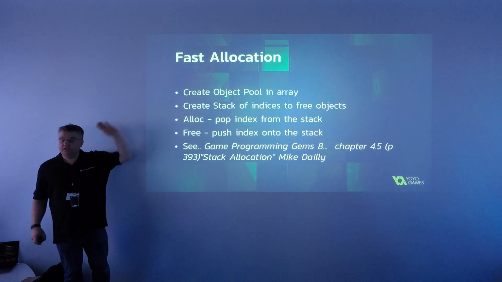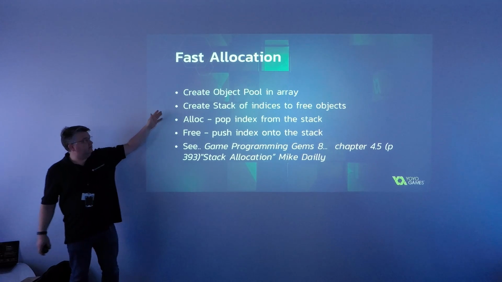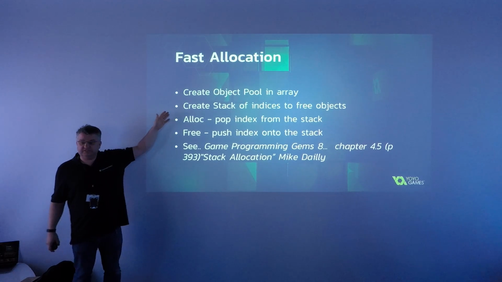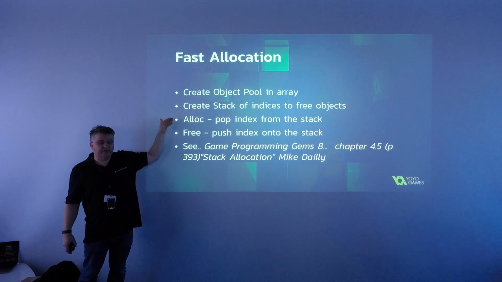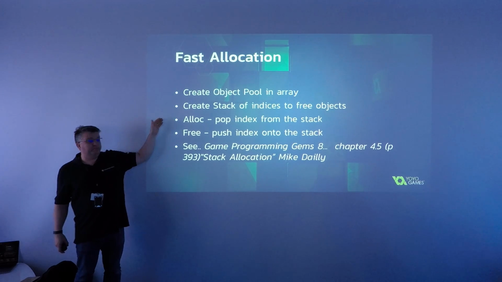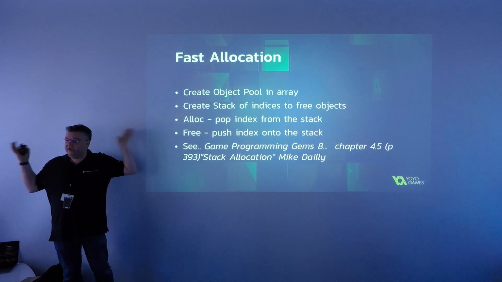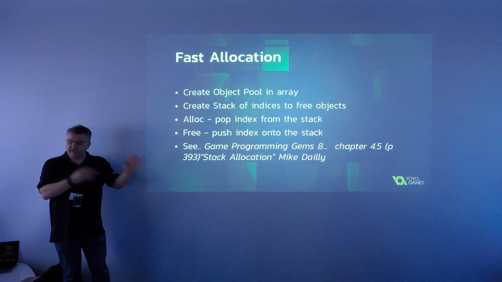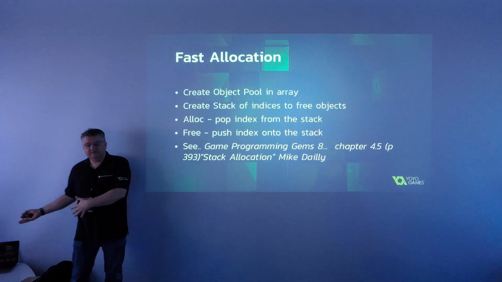Basically, the idea is, let's use a pool. Okay, that's a good idea. But instead of just having the pool, let's create a stack of indices for free objects. When you come to allocate something, I want an object, you just pop the index off the stack. It's a stack of free objects, so if there's something on the stack, pop it off. There you go. That's a free object. I can just go and use that. If you want to free the object, you just push it back on the stack.